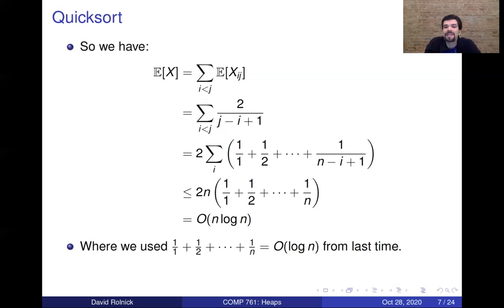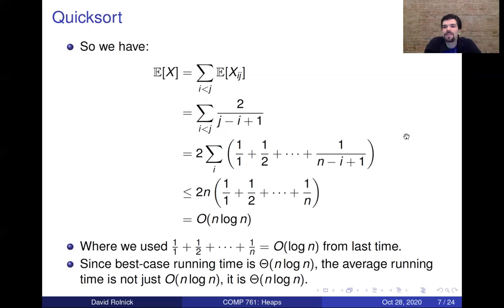Oh yeah, we have the best case. The best case is n log n. So since the best case is theta of n log n, the average running time is not just O of n log n, it's actually theta of n log n, because we're not going to be able to do better than the best case.